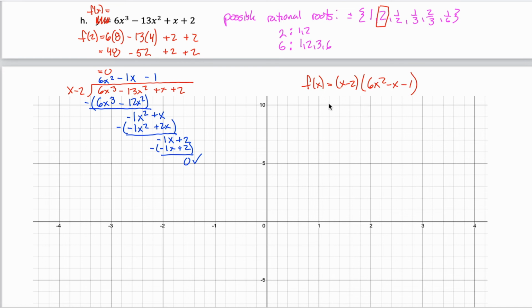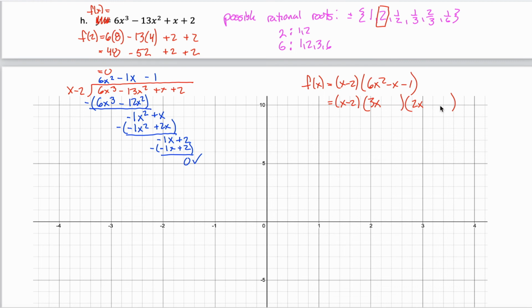I'm not done. I still need to factor the quadratic term, this 6x squared minus x minus 1. That's a little bit harder to do because the leading coefficient is not a 1. There's a few different ways you can do that. Whatever method works best for you is totally fine. I find that most students prefer this guess and check method, where they're like, well, a 3x here and a 2x here would do the trick. It would give me a 6x squared here.